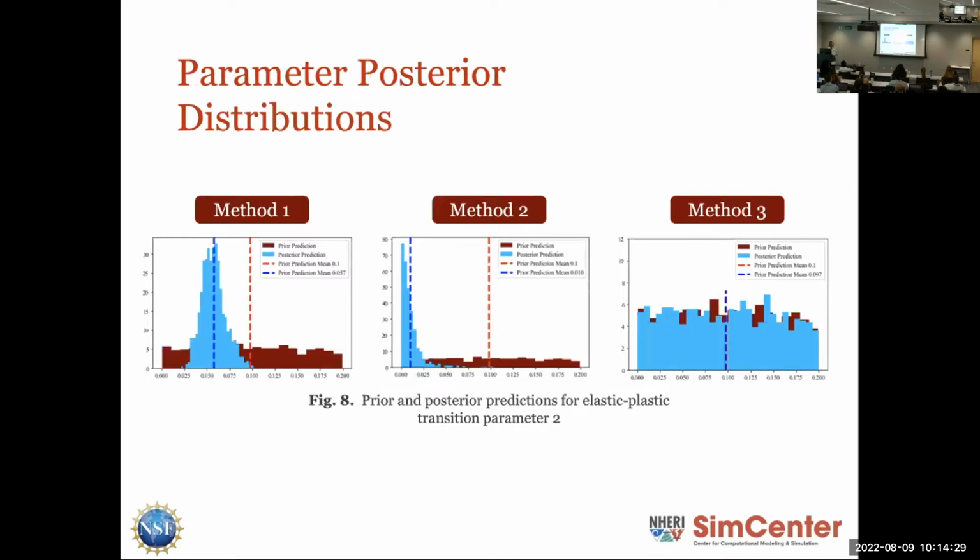Here you can see some distributions of parameter estimations. Again, method 1 does a really good job. You see it takes from that very widespread prior distribution and narrows it down to get a confident estimate of the parameter. Method 2 does not do as well, and method 3 does not do well at all for this specific parameter. This is just an example. Method 3 almost stays the same as the original distribution. It's not able to narrow down at all.